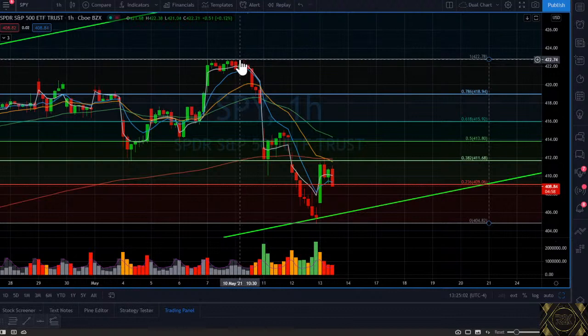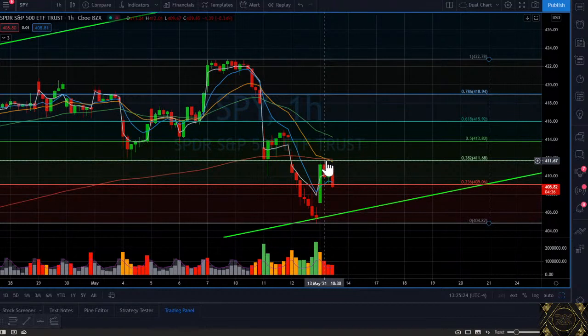So that was from 422 on May 10th. May 10th was on Monday, and we fell all the way to almost 404. That's like an $18 drop. Now, you really want to be careful here. There's a lot of traps you can fall into, essentially like playing puts when there's a relief bounce. So this is what this is called. This is essentially a relief bounce.